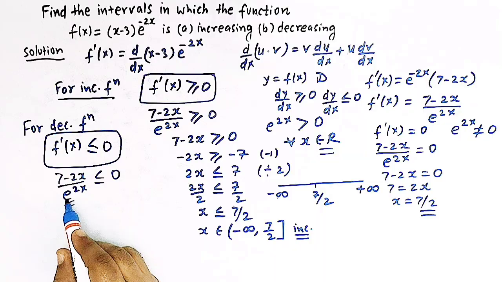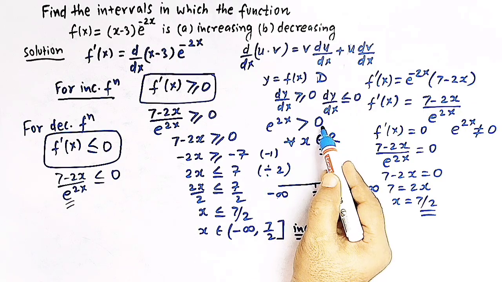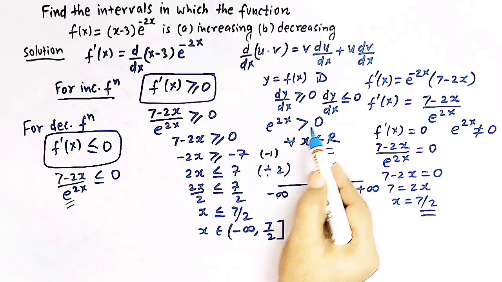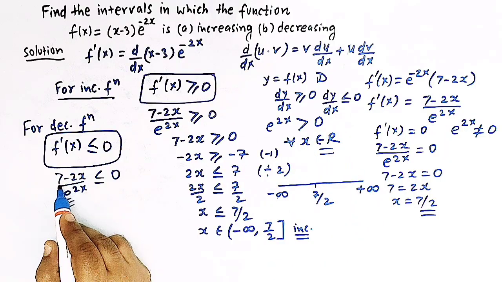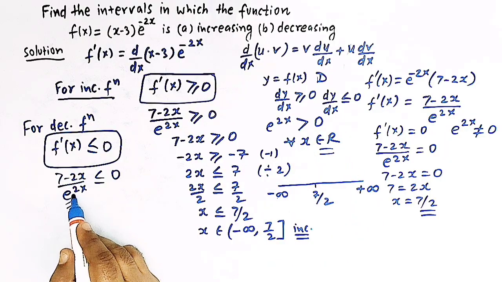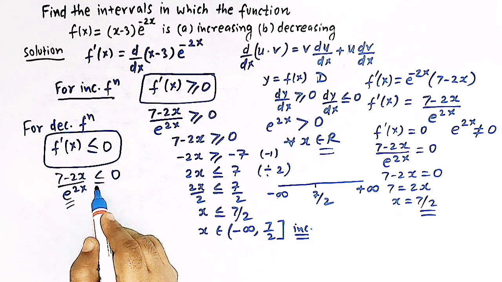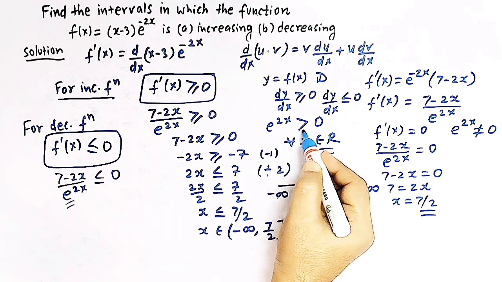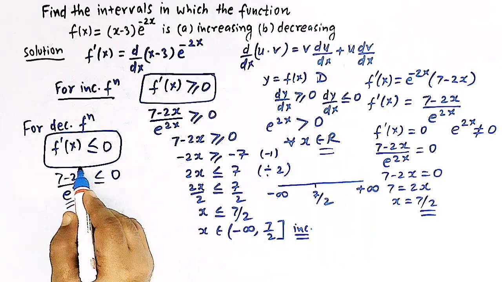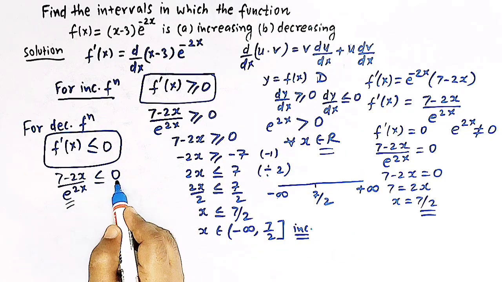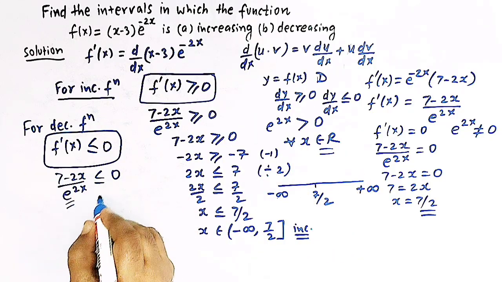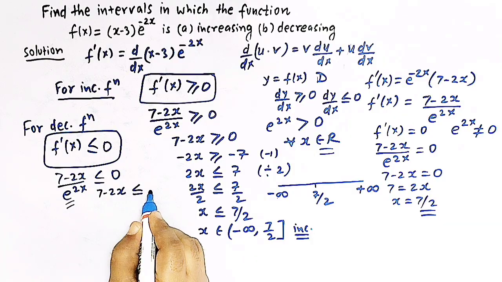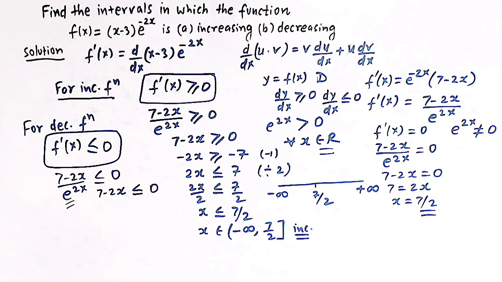E raised to 2x is always going to be greater than 0, right? So here we have 7 minus 2x divided by e raised to 2x is less than or equal to 0. So the denominator is already greater than 0. So for this term to be less than or equal to 0, the numerator, that is 7 minus 2x, must be less than or equal to 0, right?